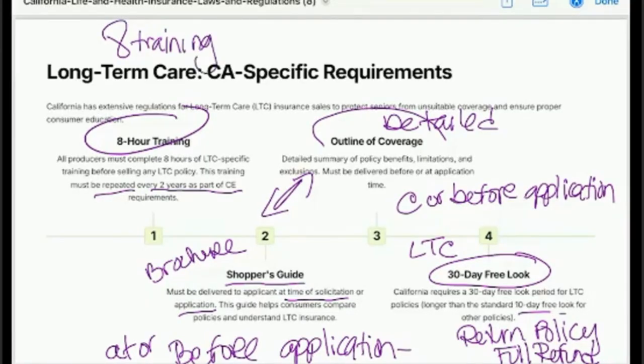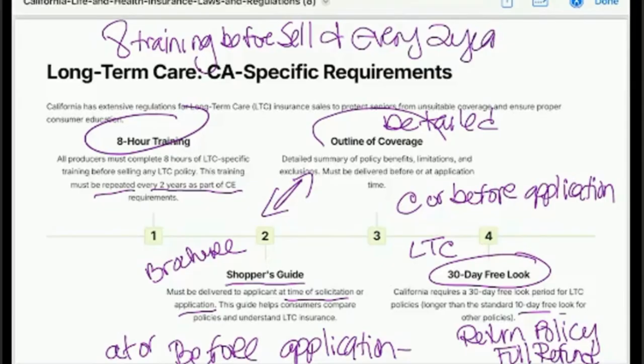What must be given to the customers at or before application? The shopper's guide and the outline of coverage. And how long is the free look period for long-term care policies in California? It is 30 days. When in doubt, 30 days.